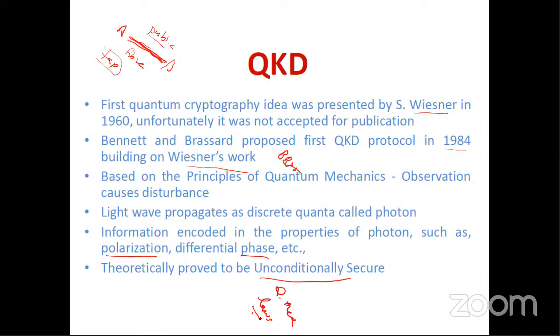So what is this QKD? A qubit is realized using a photon. So basically a single photon is sent between A and B, and the binary information which we want to transmit between these two parties, we will encode in the polarization of a photon or the phase of a photon. So we will decide which one we want to use.